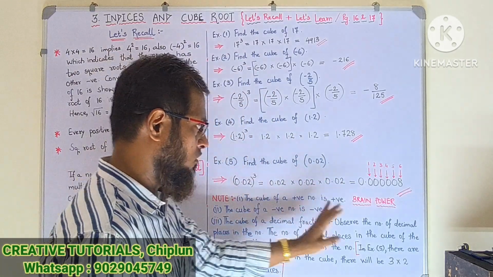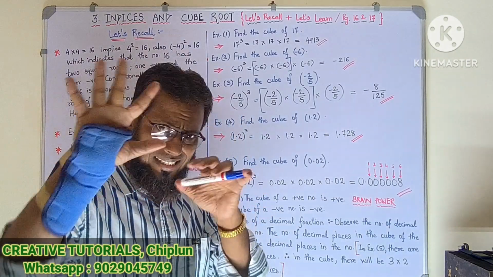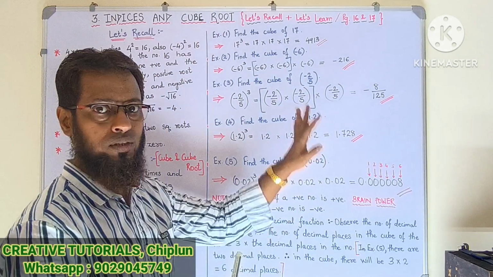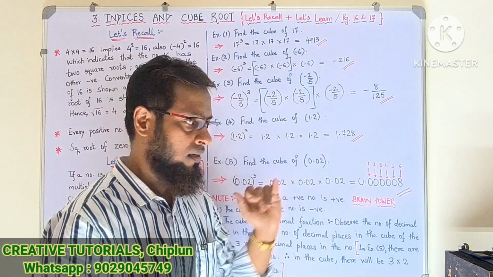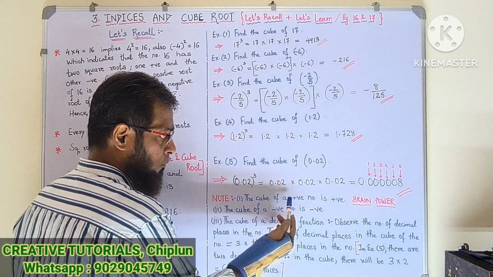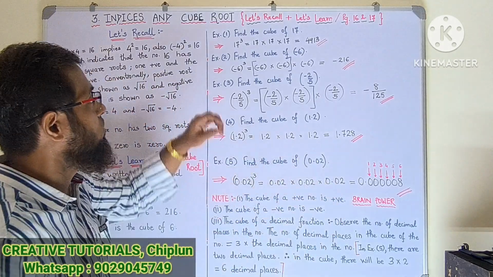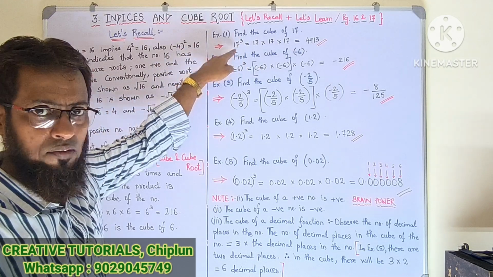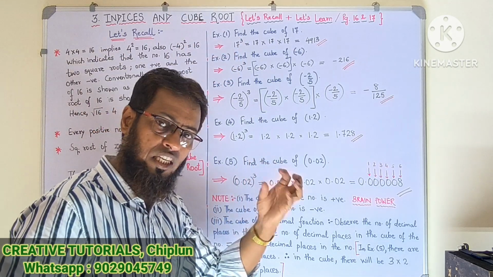Now this was what solved examples the textbook is giving us. Now let us see something from our brain power, which I have not taken exactly word for word from there, but in a nutshell what we have understood from these two things. Okay, let's recall and let's learn. So you see, the first thing we learned from here is that the cube of a positive number is positive. You see this first example, the cube of a positive number. 17 is a positive number and we are taking the cube of it.